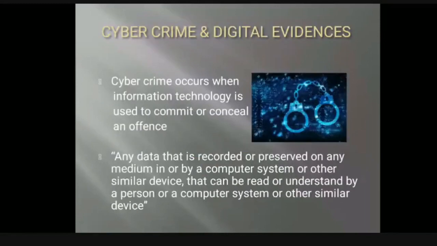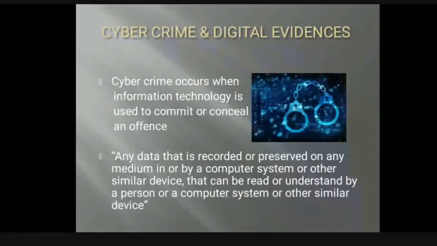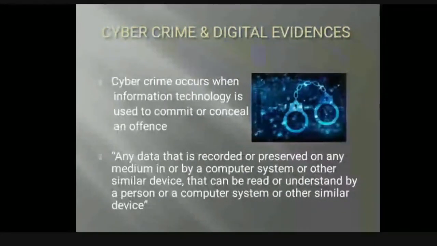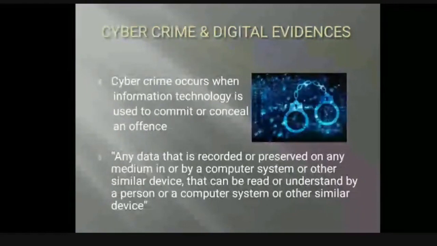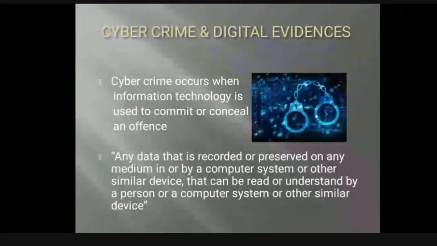Then, as we have been talking about the words cybercrime and digital evidence, let's know about them. What are they? Cybercrime occurs when information technology is used to commit or conceal an offense. Whenever any offense is committed with the help of the digital world or technology, that is known as cybercrime. And the data that has been used in committing those crimes is known as digital evidence.